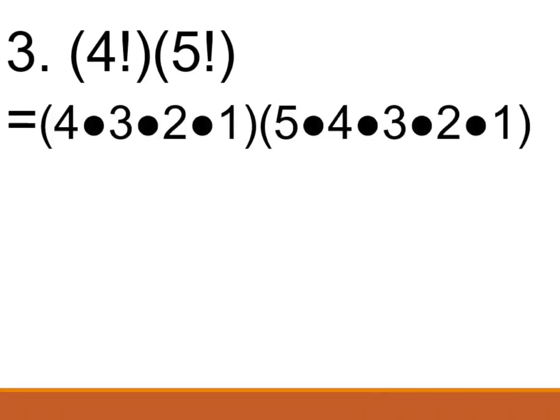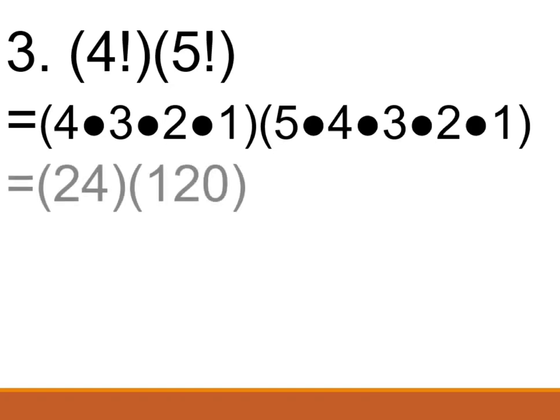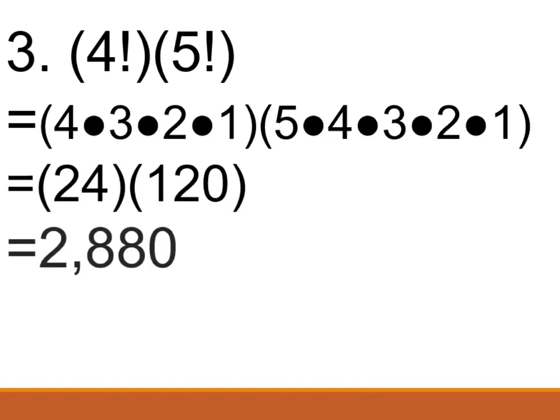Number 3, 4 factorial times 5 factorial is 4 times 3 times 2 times 1 and 5 times 4 times 3 times 2 times 1. So that will be 4 factorial is 24 and 5 factorial is 120. 24 times 120 is equal to 2,880. So 4 factorial times 5 factorial is equal to 2,880.